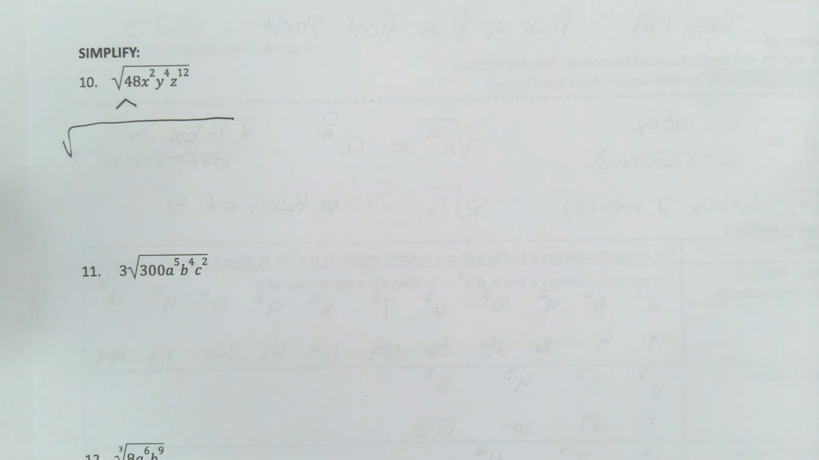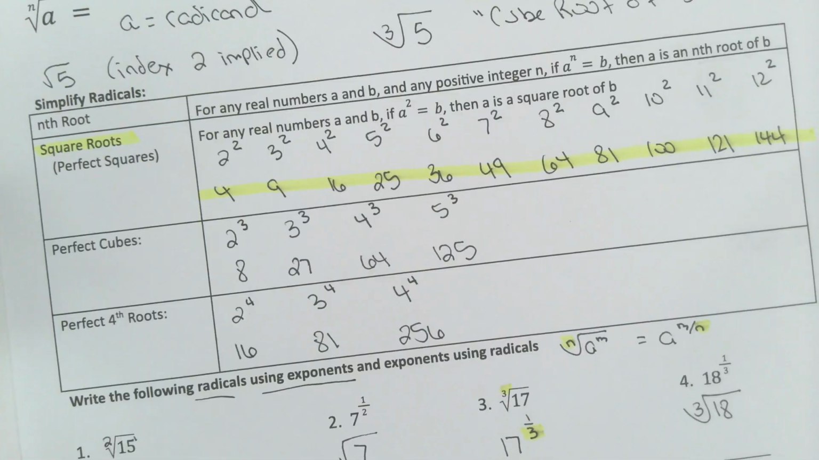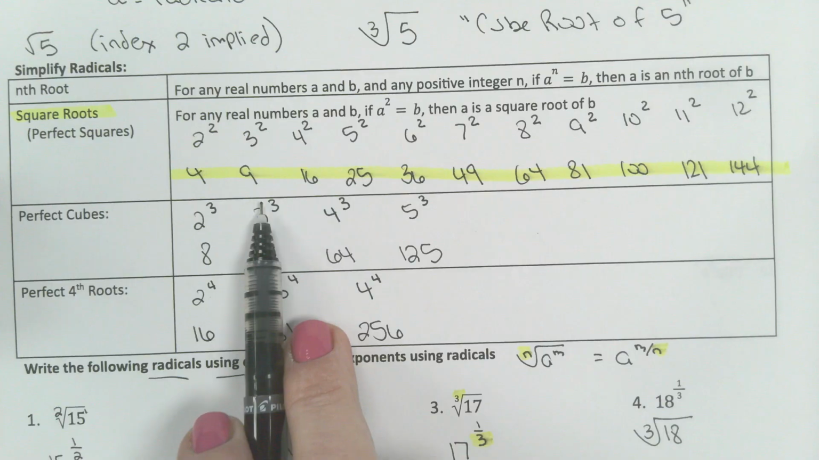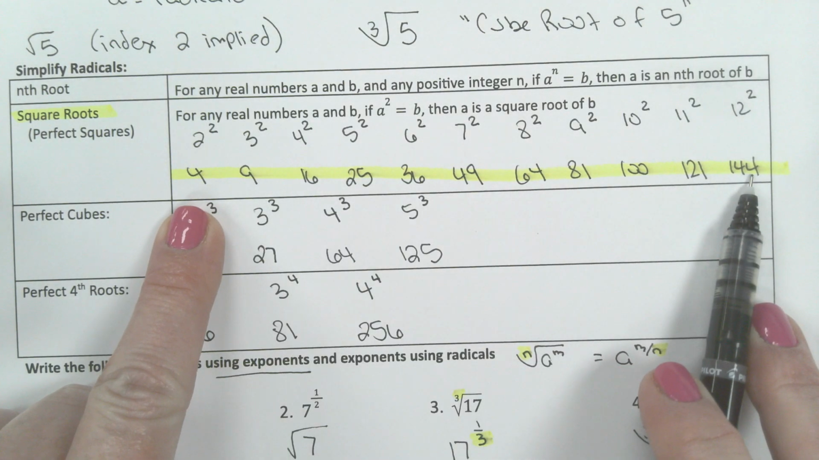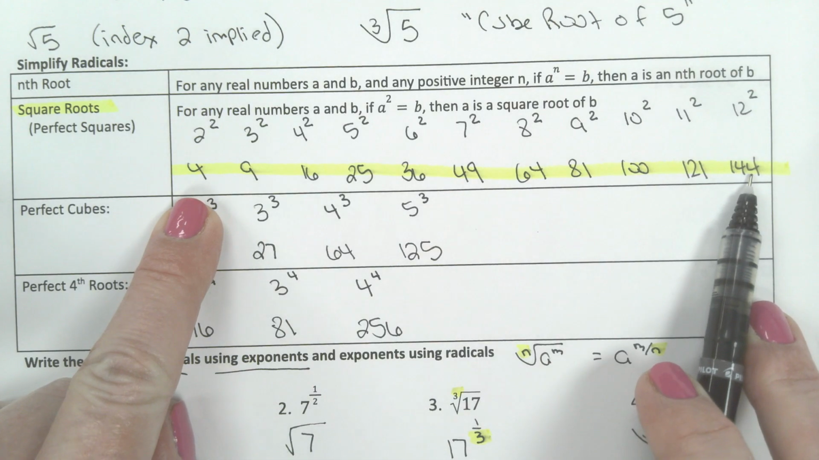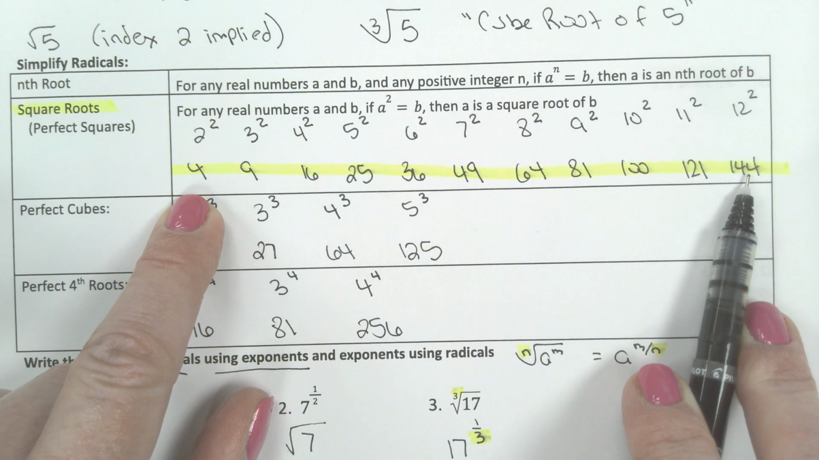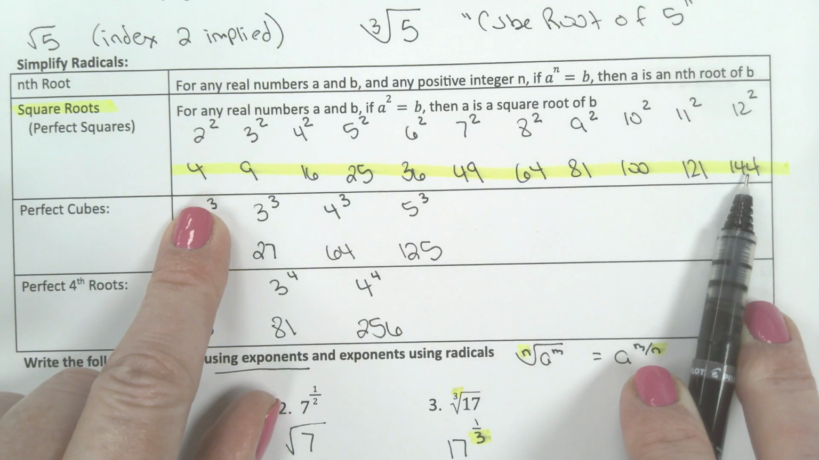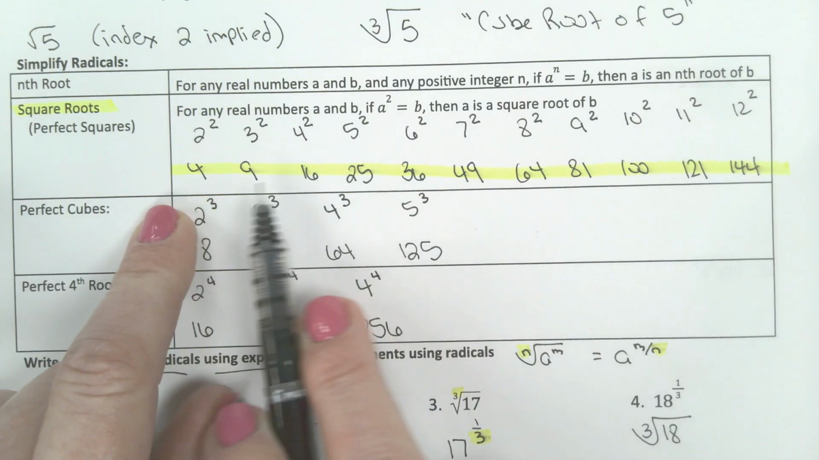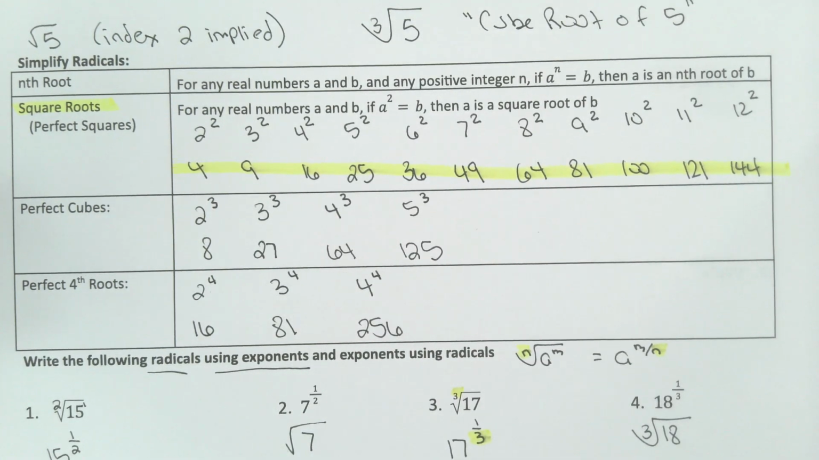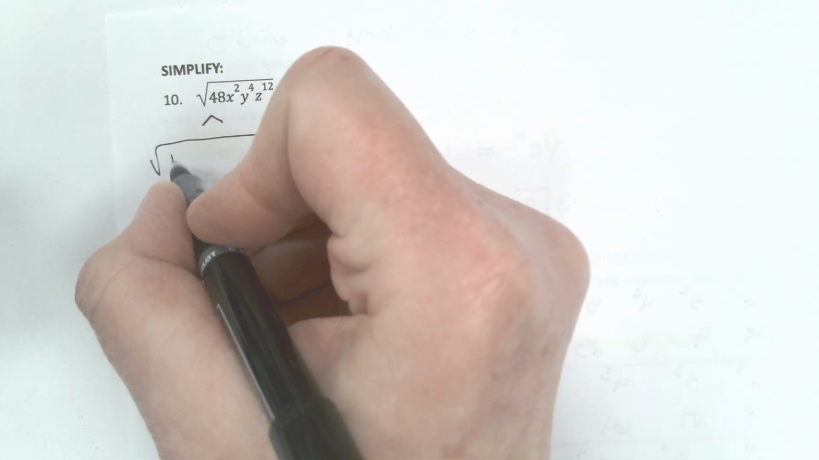So now you want to ask yourself, what is the biggest number that divides evenly into 48 that is a perfect square? This yellow highlight right here, these are your perfect squares. When we are simplifying radicals, these are the only numbers you're allowed to divide by. These are the only ones. So when you take 48, which one of these is the biggest number that divides evenly? Maybe you know, maybe you don't. Get out your calculator. What are you saying, Katie? 16, okay? So 48 breaks down into the product of 16 times what?